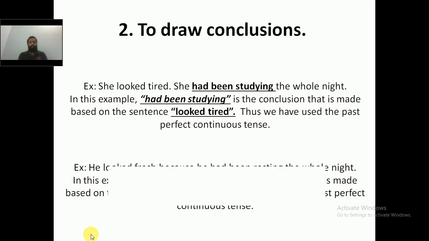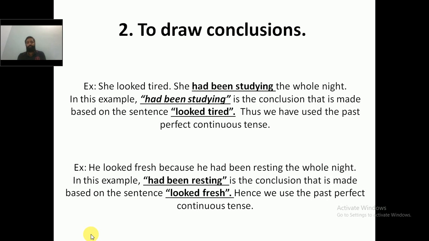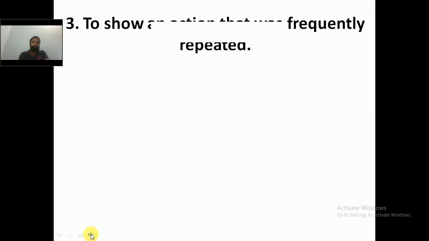Come to the second example. He looked fresh because he had been resting the whole night. He had been resting the whole night is the conclusion that you have arrived at based on the sentence he looked fresh. So we have used the past perfect continuous tense. Now let's come to the third usage of past perfect continuous tense, that is to show an action that was frequently repeated. Frequently means regularly repeated.